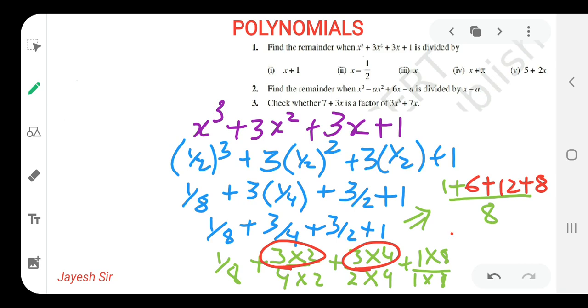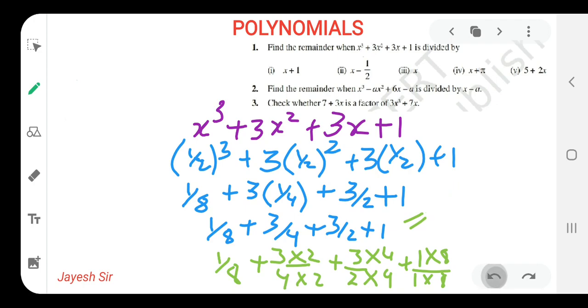Now what are we supposed to do, friends? Next step I am writing over here: 8 in the denominator would be there. Now we have to just add and we will find the answer. 12 plus 8, 20, 20 plus 6, 26 plus 1, 27. So what would be our answer? 27 by 8. Suppose we divide the polynomial by x minus 1 by 2, we will be left with the remainder 27 by 8. I hope you all might be able to understand it properly and clearly, friends.